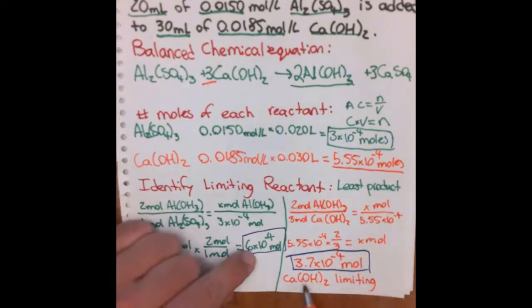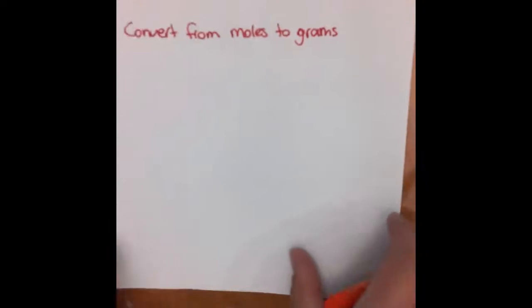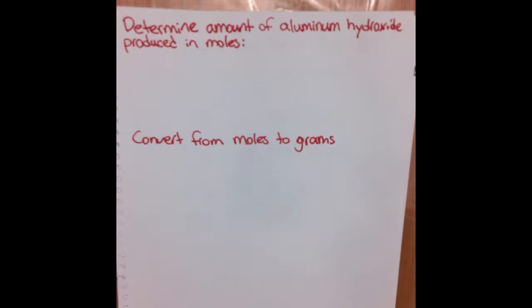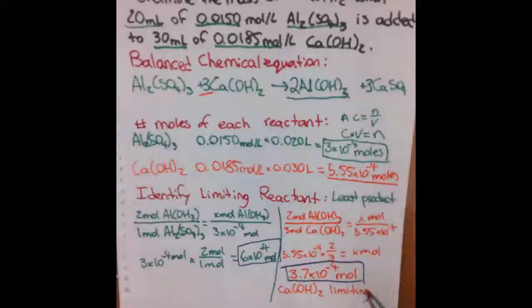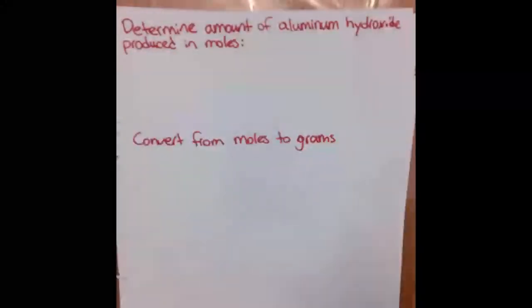So therefore, we're going to use our value of calcium hydroxide for the remainder of the question, okay? Because we have excess of this. So this isn't going to determine what our final amount of our aluminum hydroxide is. This will. So moving on, right? What we're going to do now is we're going to determine the amount of aluminum hydroxide that is going to be produced in moles. And luckily, by choosing to make our comparison with aluminum hydroxide, we have already figured that out here. It is going to be 3.7 times 10 to the negative 4 moles.